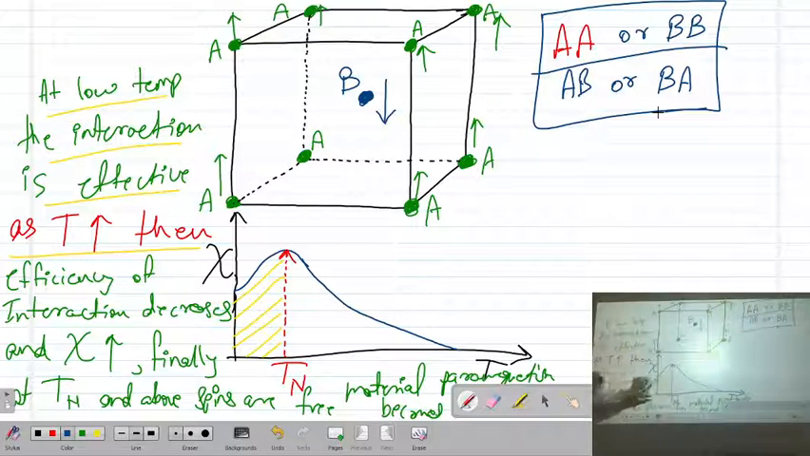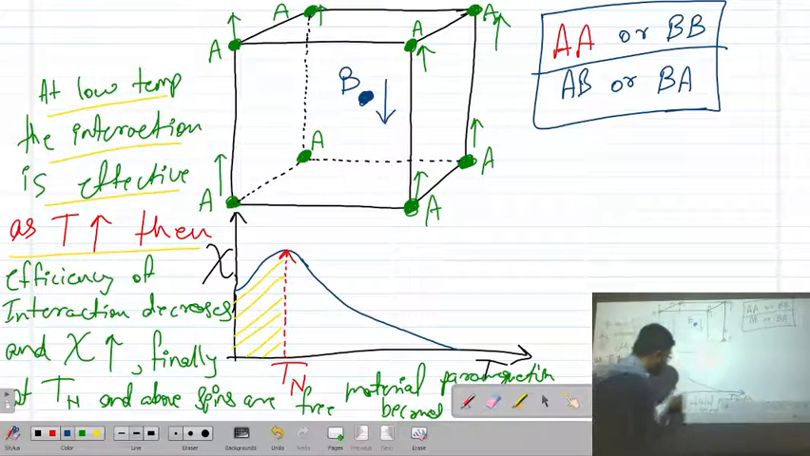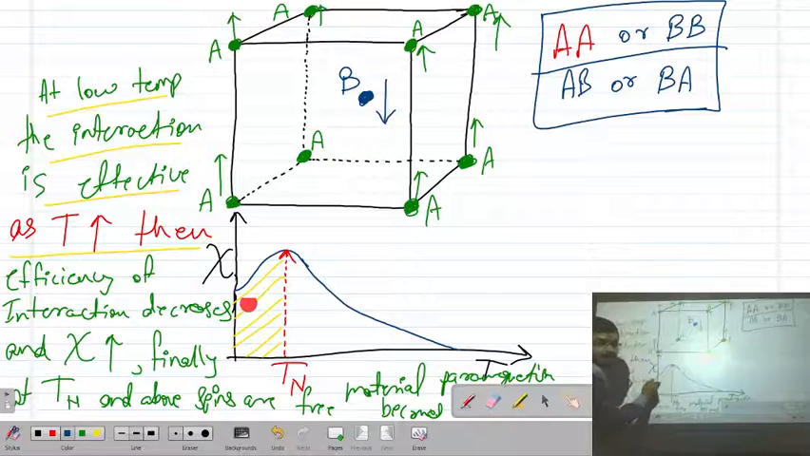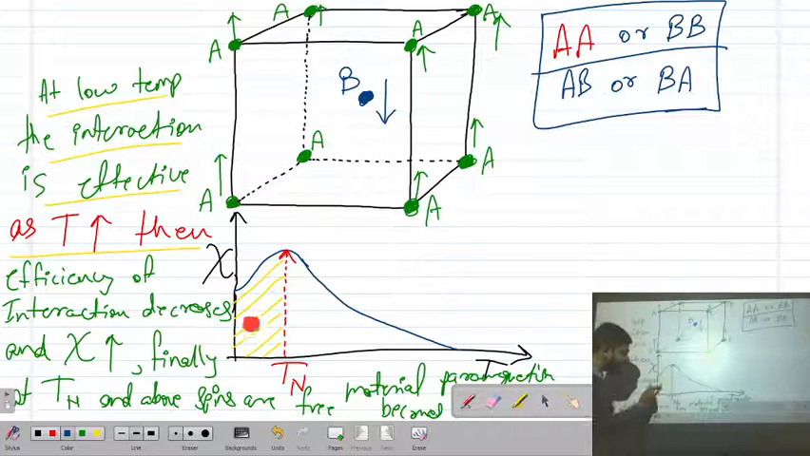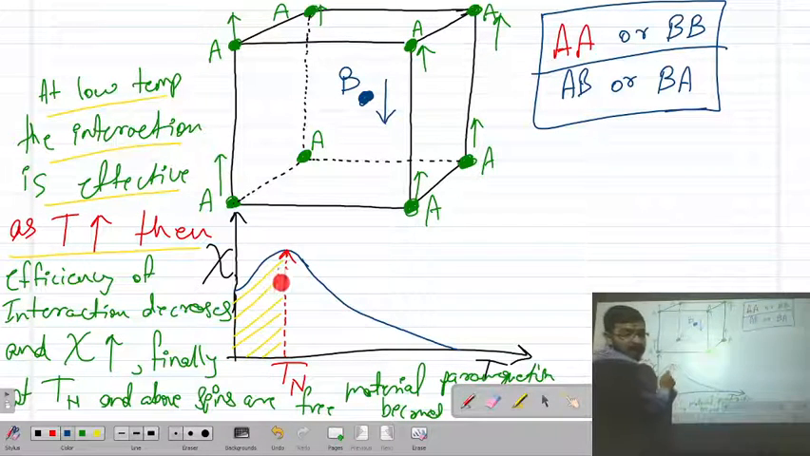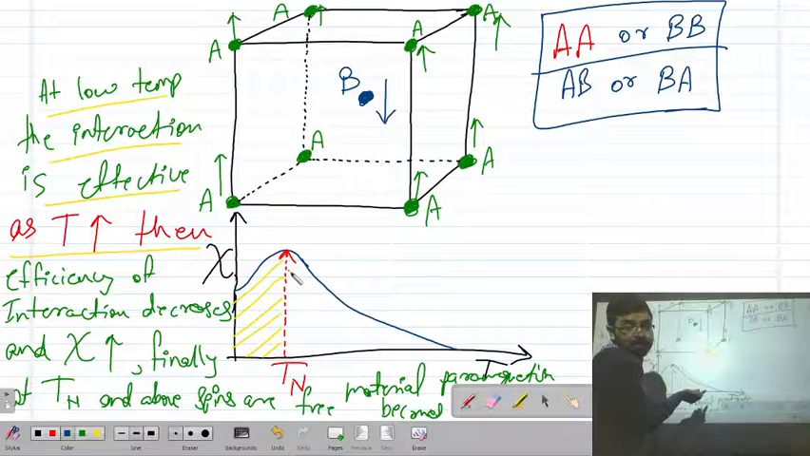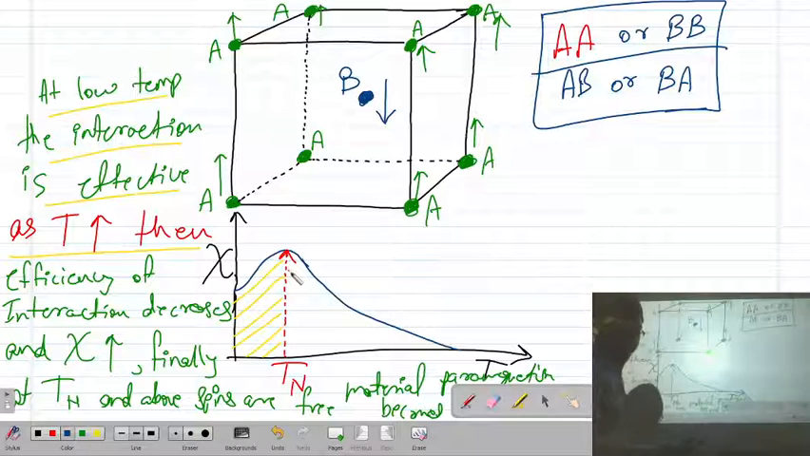As the temperature is low, the interaction is very effective, and you can see that it's having antiferromagnetism, right? As you increase the temperature from this point, remember, this point is not zero temperature. Remember this point. As you increase the temperature, susceptibility increases because of the increase in more spins, more freeness of the dipoles.